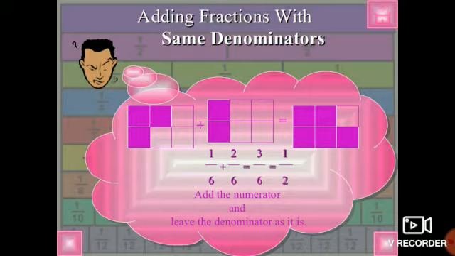6. Now we'll see that both 3 and 6, they both are divisible by 3. So they are not in their simplest form. We have to simplify it. We'll be dividing both of them by 3. 3 divided by 3 is equals to 1 and 6 divided by 3 equals to 2. So the sum of 1 by 6 and 2 by 6 is 1 by 2.